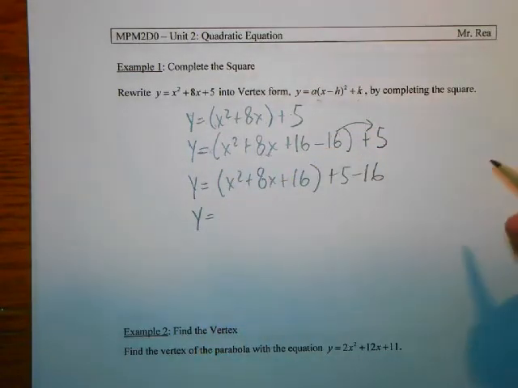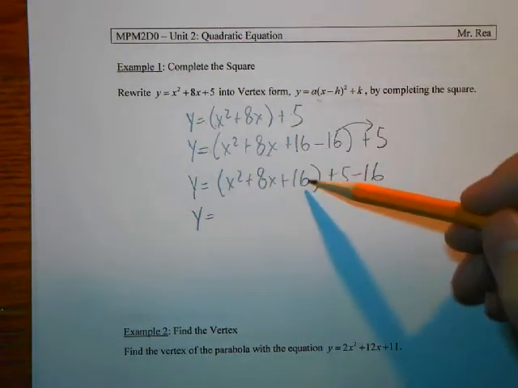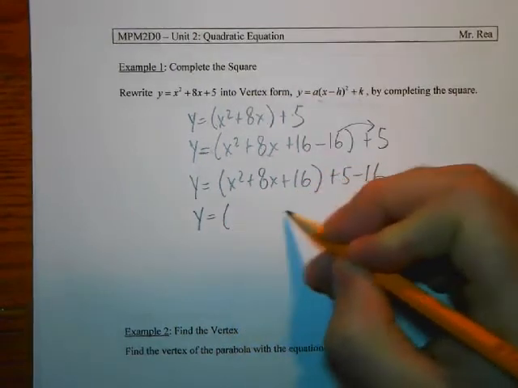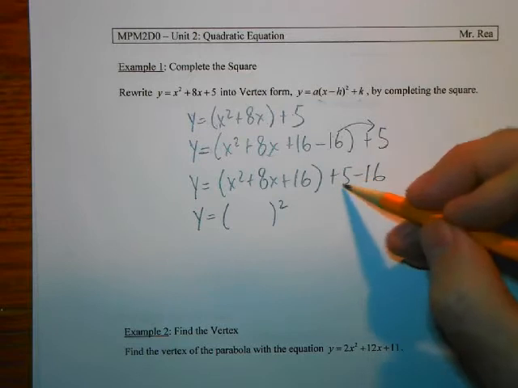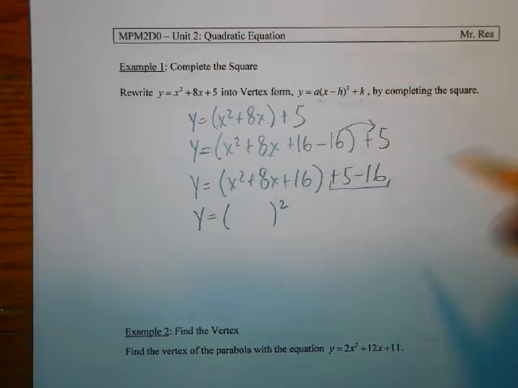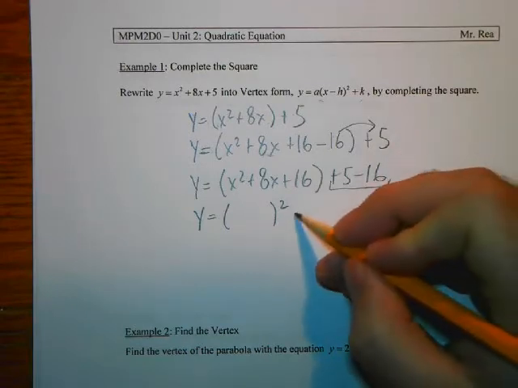So we do two things. We change this, our perfect square trinomial, into a binomial squared. And we're going to combine these two constants into 1. So adding those together, we get a minus 11.